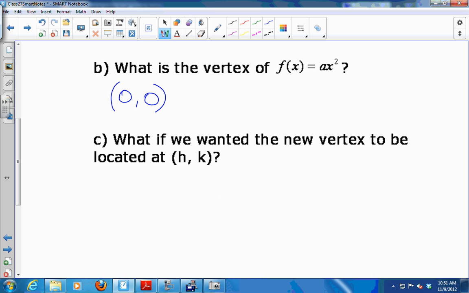Now, what if I wanted my new vertex to be located somewhere else in the coordinate plane? I want it to be at h comma k. So I'm going to shift it left or right by h and up or down by k. I'm going to subtract h from the x value to shift right h and add k on the outside to go up k.